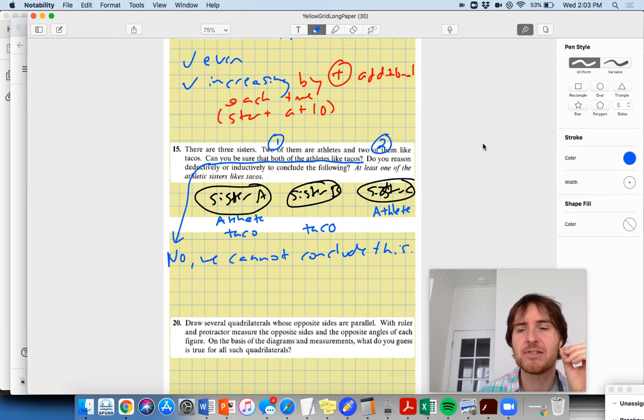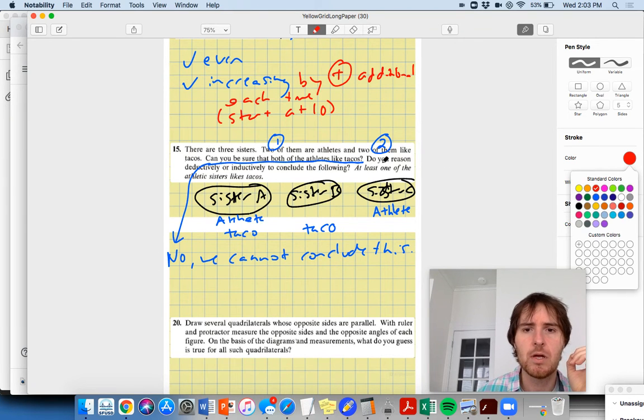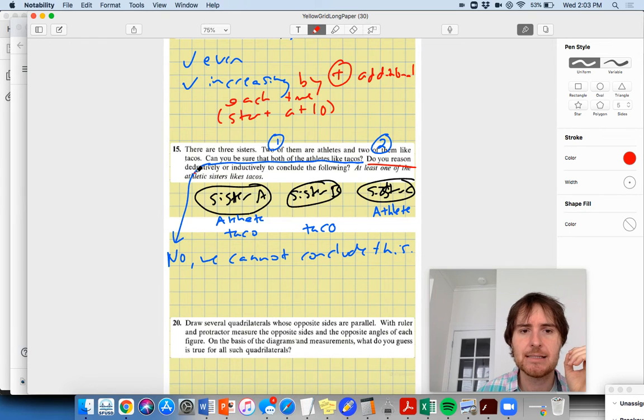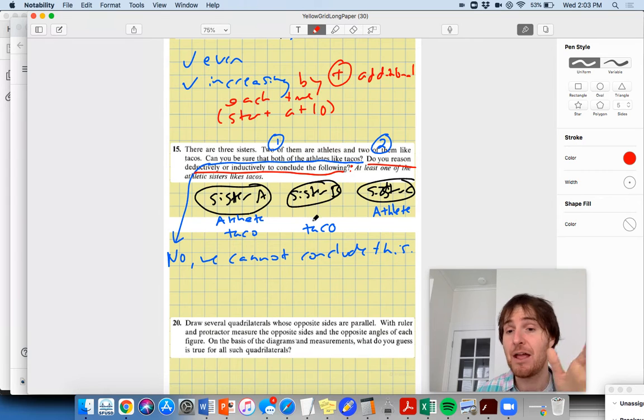And then it says here, second part of the problem, do you reason deductively or inductively to conclude the following? They have a colon here. It says at least one of the athletic sisters like tacos. Okay, at least. I think that's kind of a good logical reason there. And I'm actually debating this. Is it actually inductive or deductive? I might have to check the answer key on this one here.